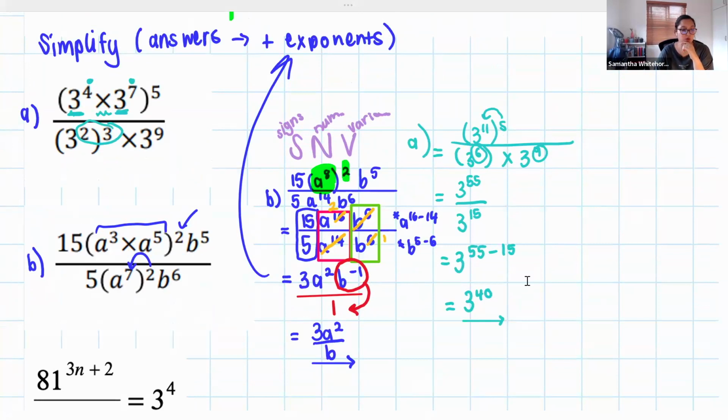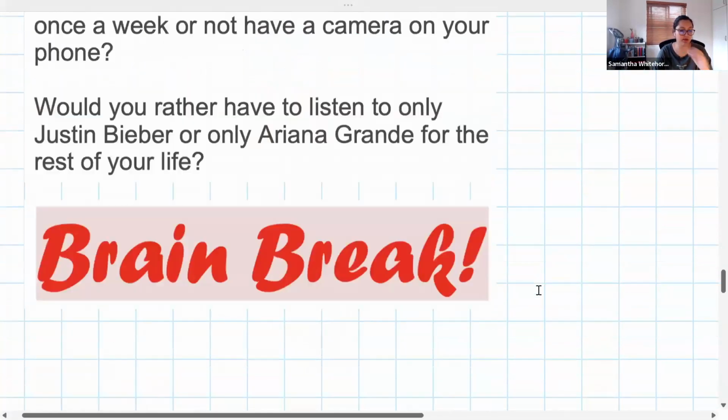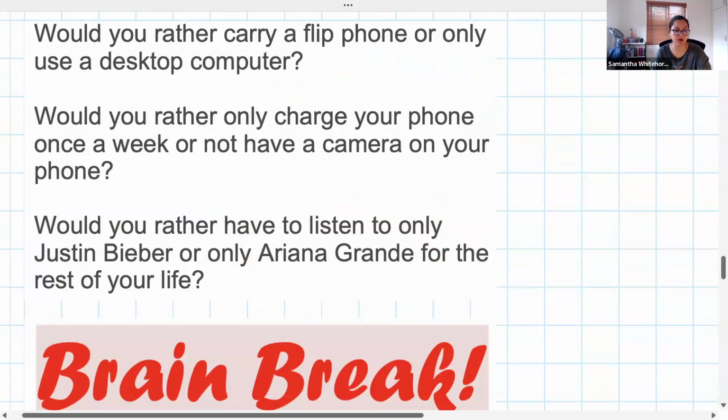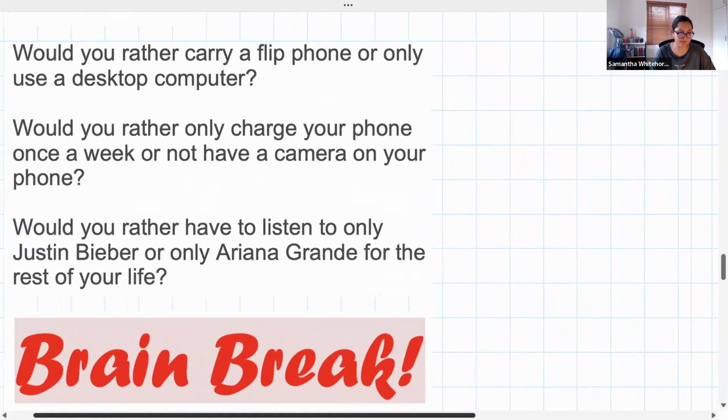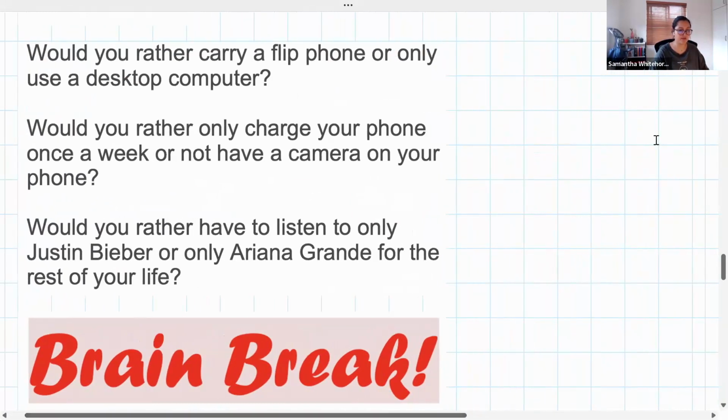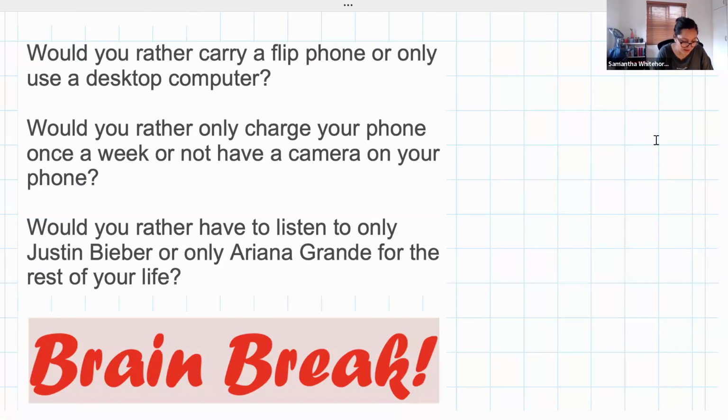Okay, you all should have your screenshots. Brain break time. So I quite enjoy teaching cats brain breaks. So there are some would you rathers. First one, would you rather carry a flip phone or only use a desktop computer? Now, flip phone is not like that fancy Samsung thing that's out at the moment. Flip phone like that. Okay, flip phone. Desktop is the one with like the big box next to it.